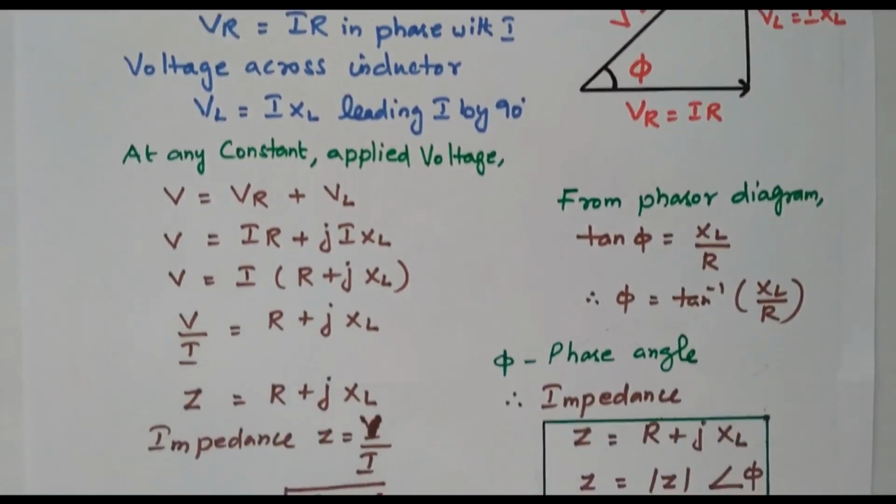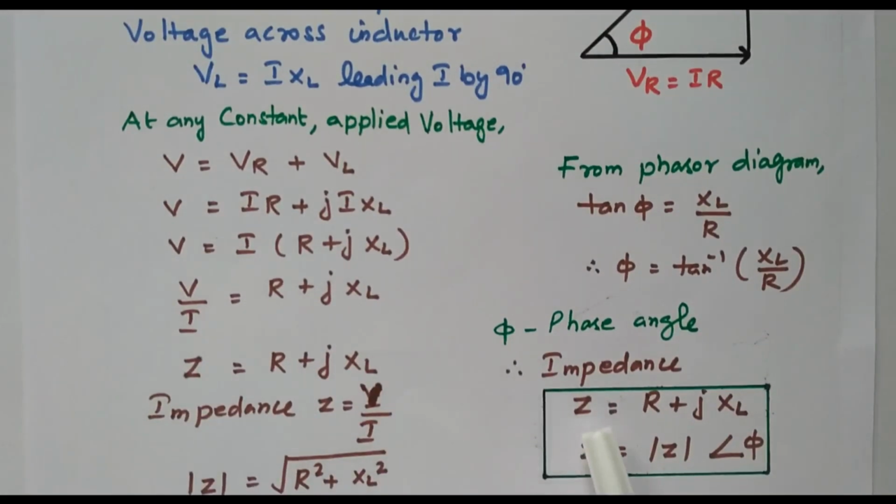Now we can represent the impedance in two different forms. Z equals R plus jXL is the rectangular form. Z equals magnitude of Z at angle phi is the polar form. So we can represent the impedance in rectangular form and polar form. Z can be calculated from this formula, and phi can be calculated from this formula. Now we'll go for the phase angle between the current and voltage.